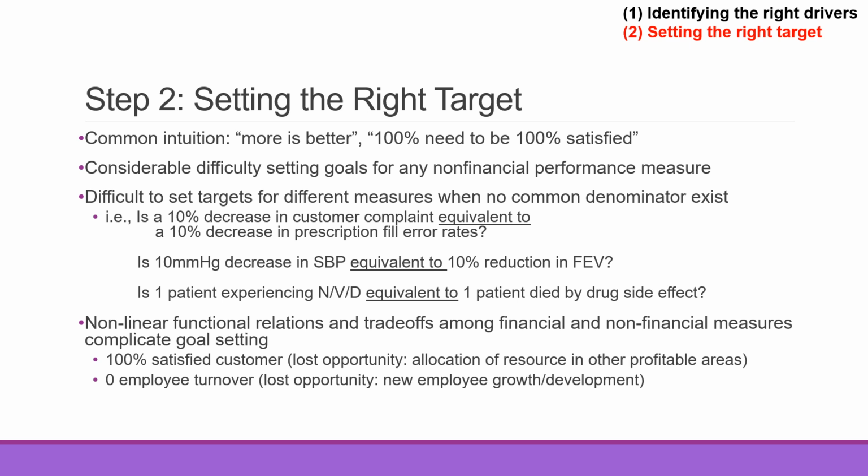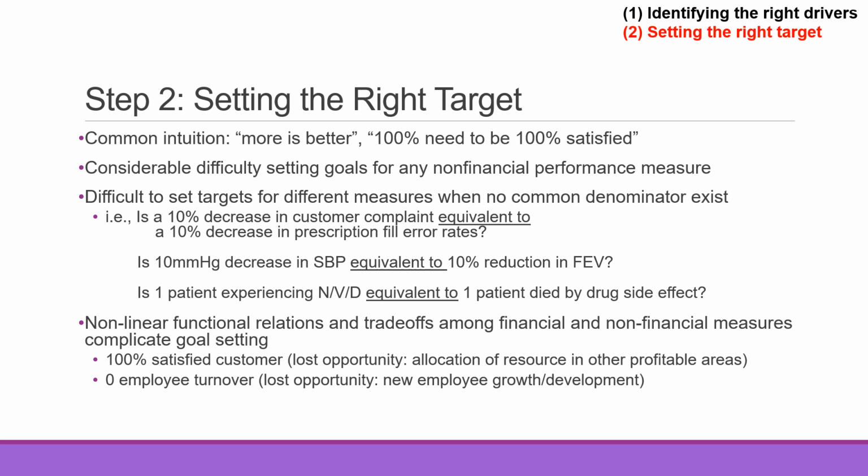If you're putting yourself into a clinical setting, is a 10 millimeters of mercury decrease in systolic blood pressure equivalent to a 10% reduction in FEV in an asthma clinic? The two are very different, and some may have a different assessment than the other, depending on what type of prevalent disease state is available surrounding the areas that you're serving, right?